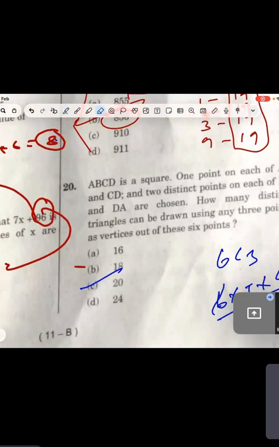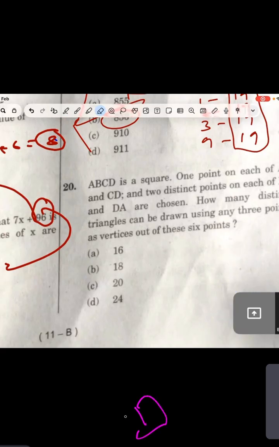Read Bhagya. This question: ABCD is a square. 1 point on each of AB and CD, and two distinct points on BC and DA are chosen. How many distinct triangles can be drawn using any 3 points as vertices out of these 6 points?